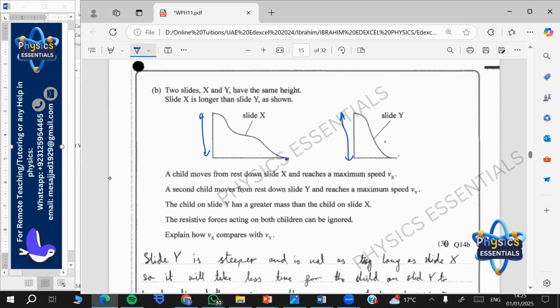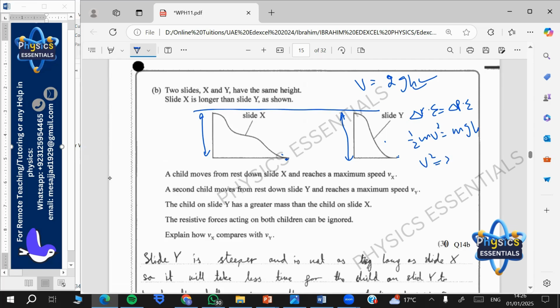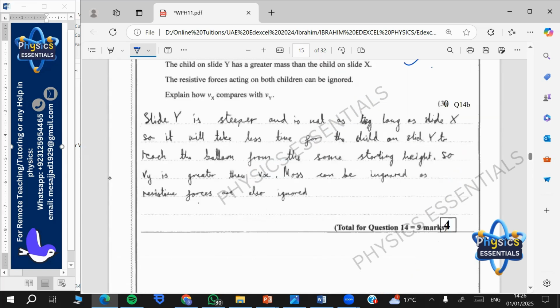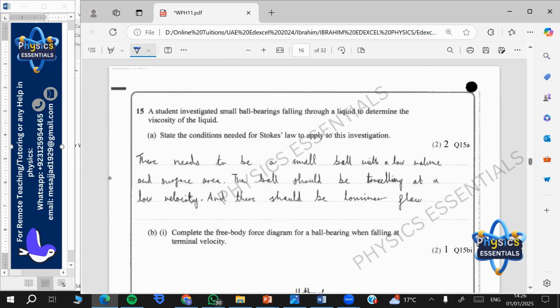And the last point, if these two have the same height, it means they will reach the ground with the same speed. Okay, because the speed is actually a function of height, only height, because you get KE equals change in PE, then half mv square equals mgh, and v square equals 2gh. Mass cancelled. Okay, so v equals root 2gh. Therefore the speed is independent of the mass. Therefore, he got here 0. So you need to be very careful.